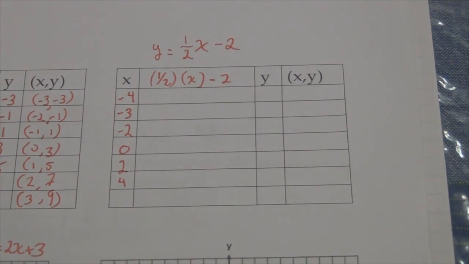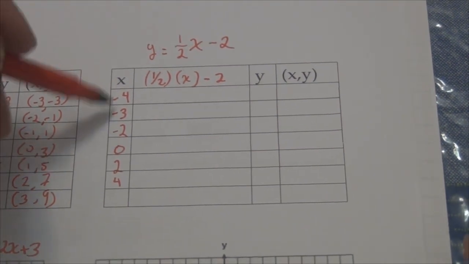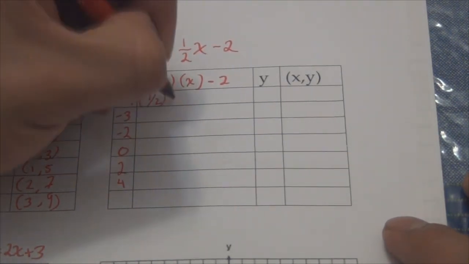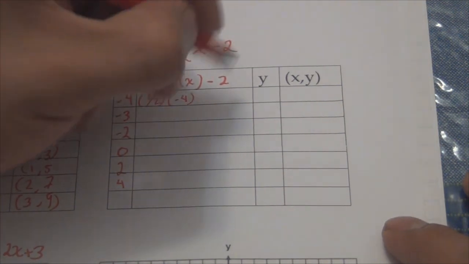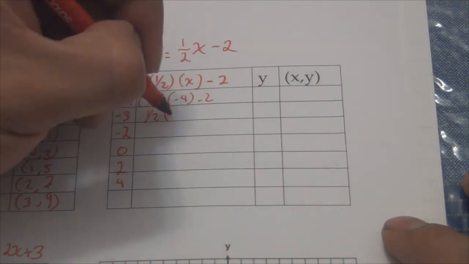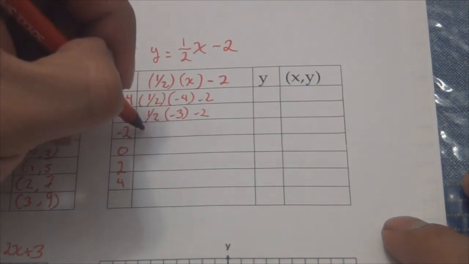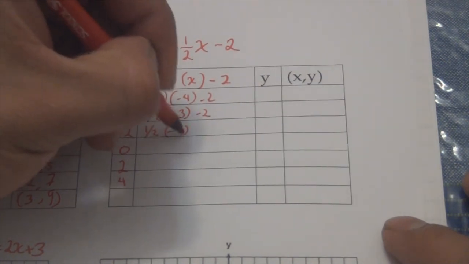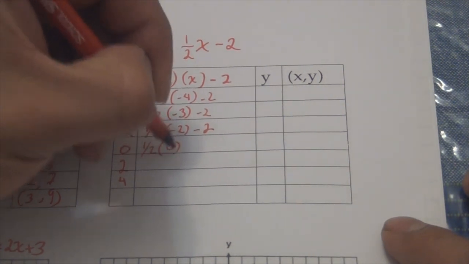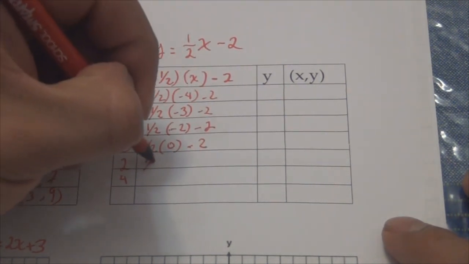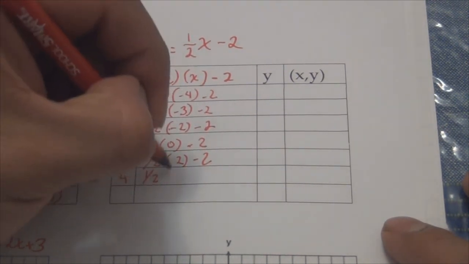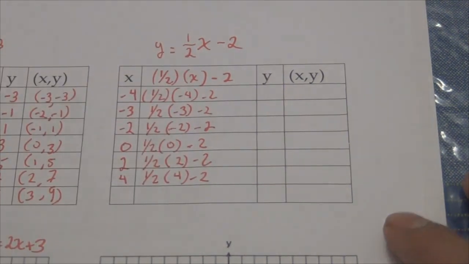But why are you doing that? Well, it all makes sense once we get our values. So anyway, let's see. Half of -4, minus 2. Half of -3 minus 2. Half of -2 minus 2. Half of 0 minus 2. Half of 2 minus 2. Half of 4 minus 2.